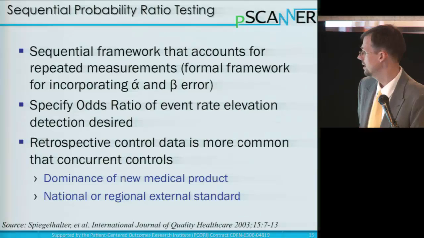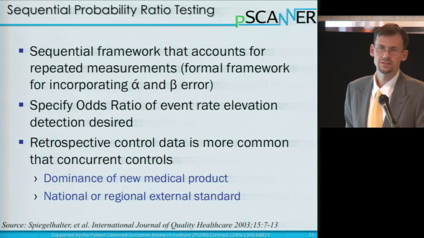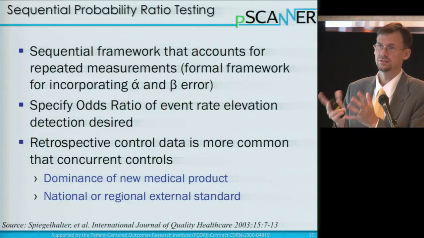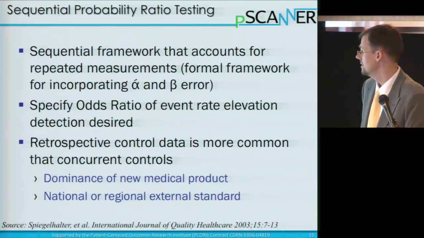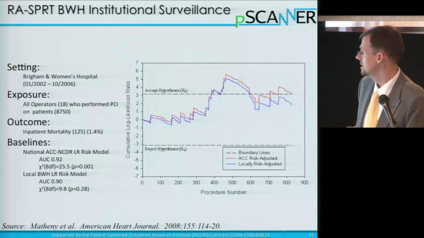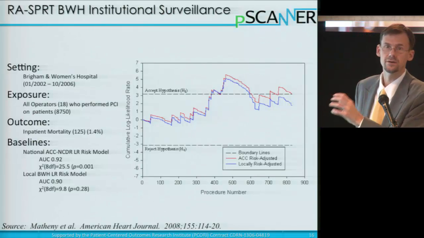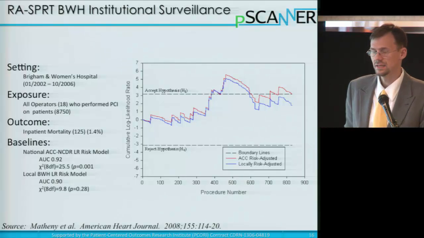Another example of a sequential analytic method is sequential probability ratio testing, where you again use logistic regression, survival analysis, or a predictive analytic technique to form your expectation for your analysis. Then you plot the observed cumulative log likelihood ratio for a given institution, provider, or site of interest, and you're basically looking for a deflection outside of your event range.